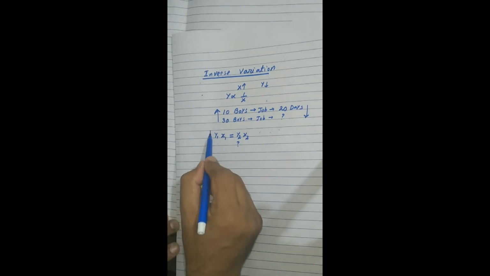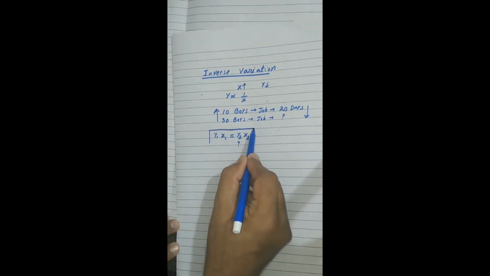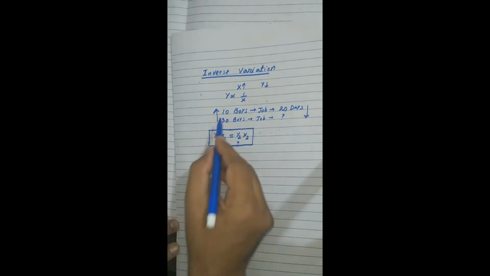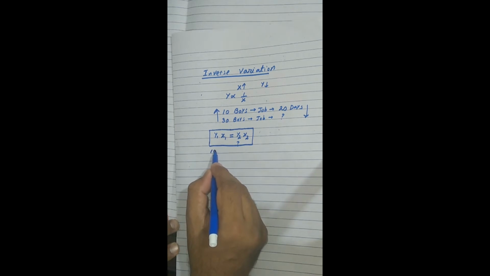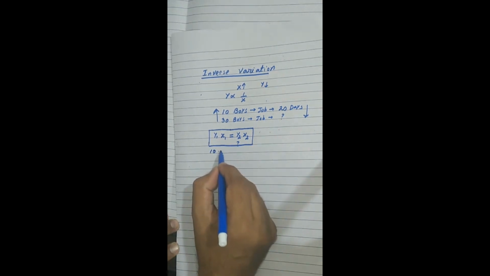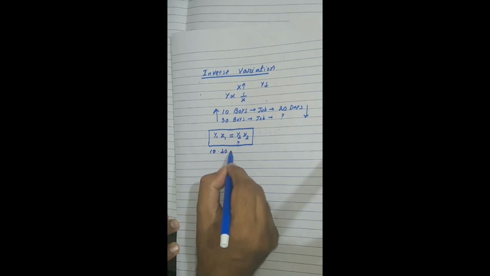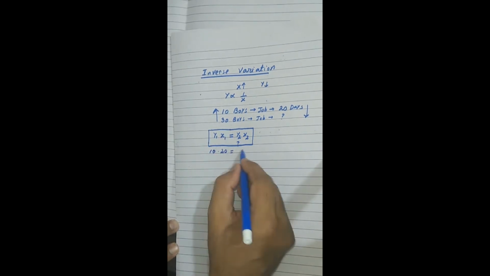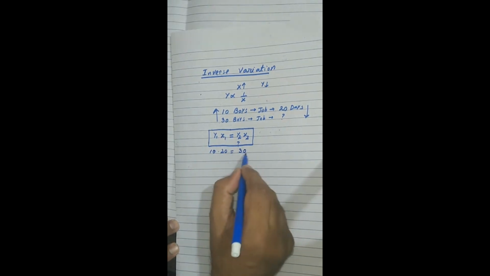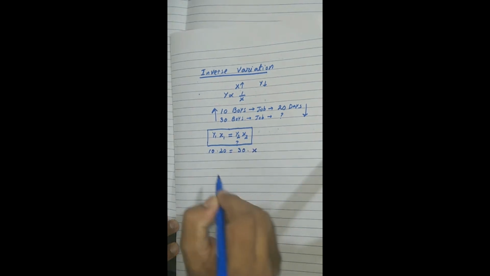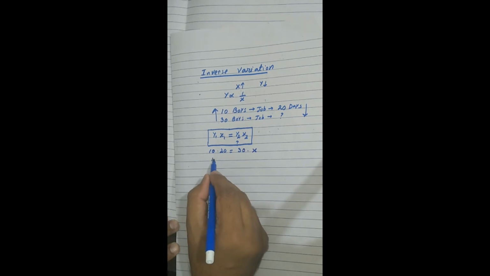We will do the above example by the same formula. There are 10 boys who do a job in 20 days. These are the boys and these are the number of days, equal to, if the boys increase to 30 boys, they do the same job in, let's say, x days. We can solve this example very easily.